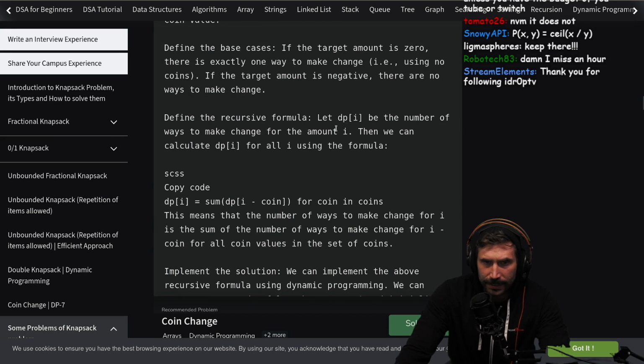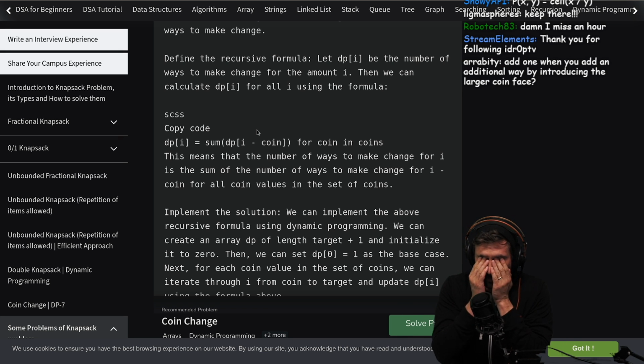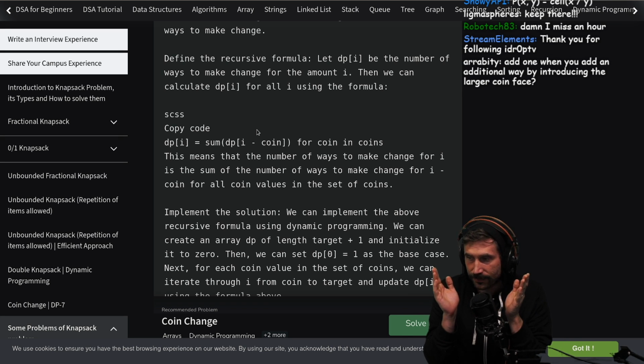Define the recursive formula. Let dp sub i be the number of ways to make change for the amount i. Then we can calculate dp i for all i using the following formula. Apparently we're going to be using SCSS. I knew people are using CSS for a back-end language, but I really don't understand it for dynamic programming.